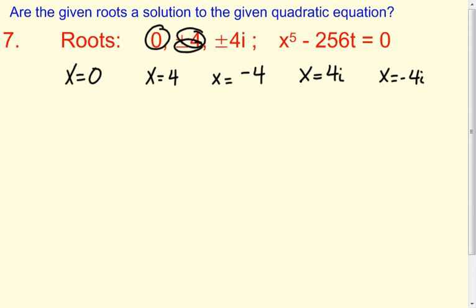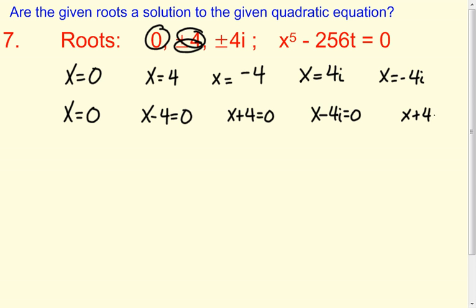So I want each of those set equal to 0. So obviously the first one's already set equal to 0. If I do this second one, I will have x minus 4 equals 0, and x plus 4 equals 0, and x minus 4i equals 0, and x plus 4i equals 0. Now, you can do this in any order, but I think it's helpful to partner the ones that you need to multiply together. I'm going to bring down just this x right here. So these are the factors that I'm looking at.